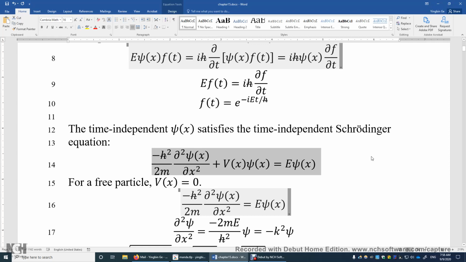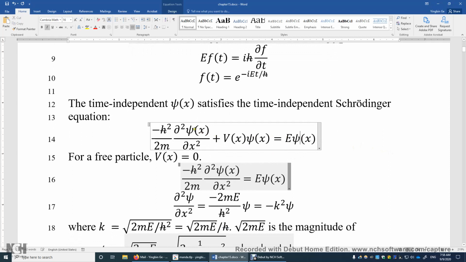It does not involve time. So over here we have the kinetic energy operator being applied to psi. This is the potential energy operator being applied to psi. The result is E times psi. E is a constant. Now let's further simplify this equation. Let's assume we have a free particle. Here free means this particle feels zero potential energy. V is 0. When V is 0, we have this equation.